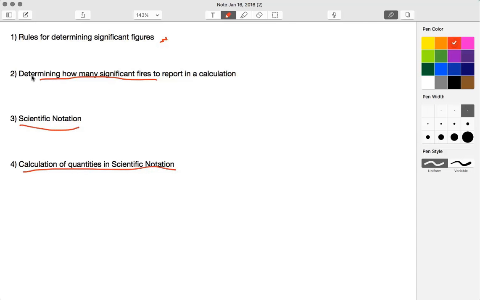Scientific notation is closely related to significant figures. And then we're going to talk about entering significant figures in a computer, and more specifically in your homework, which is Webassign, your homework website, or something like a spreadsheet, how to take care of significant figures and scientific notation.